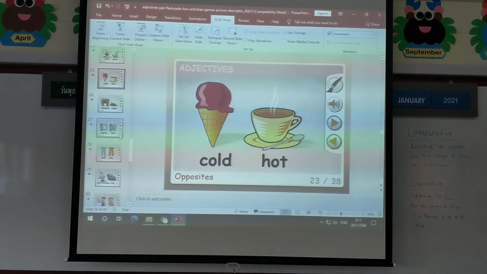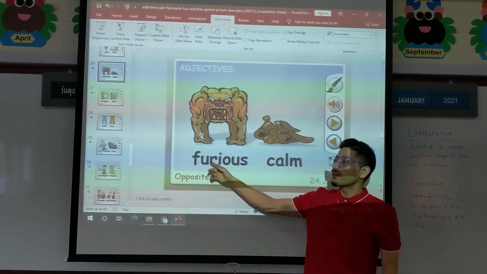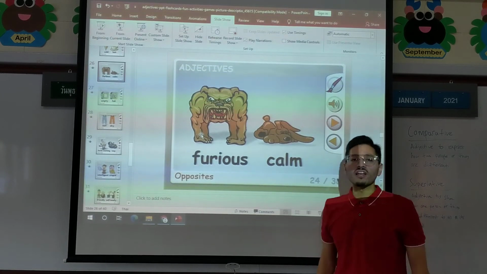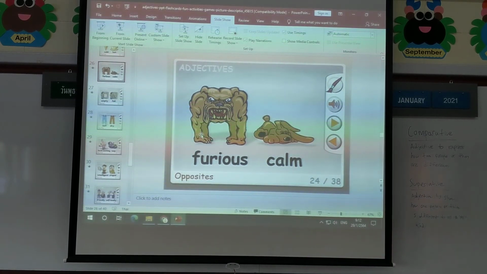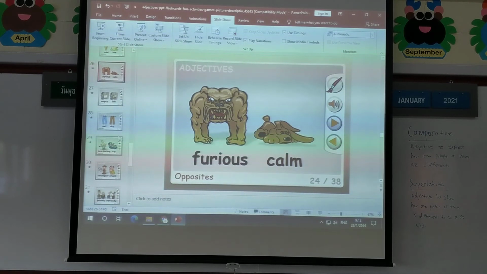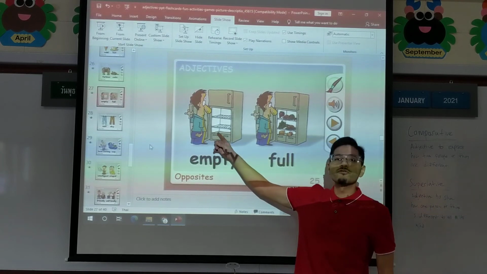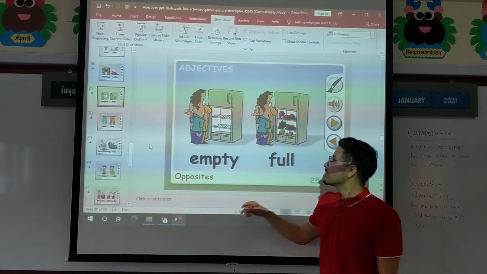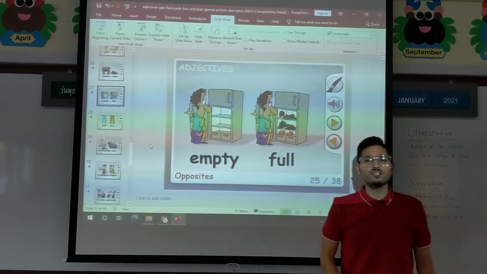Okay, so now we have furious, scary, and we have calm, relax. The opposite of furious is calm. The refrigerator is empty. The refrigerator is full. These are the opposites of each other.